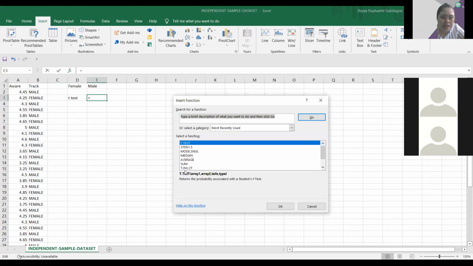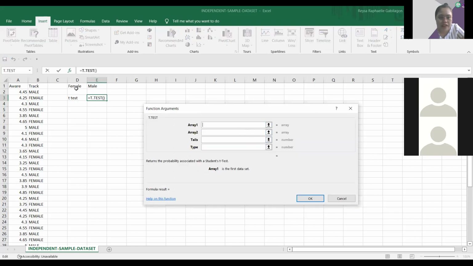Pag i-click natin si FX, and then, asa na yung t-test? Ayan, t-test yan siya. I-OK natin. Itong RA1, ito yung para sa example sa female. And then, RA2 para siya sa male. Okay? And then tails. I hope you can still remember the tails, kung one-tailed test ba or two-tailed test yung gagamitin natin.